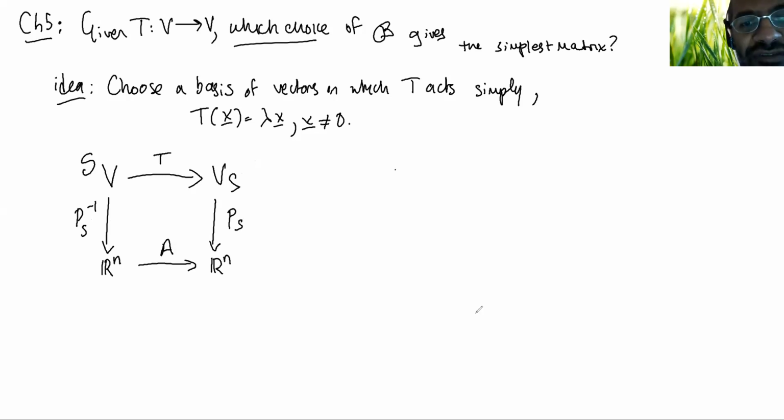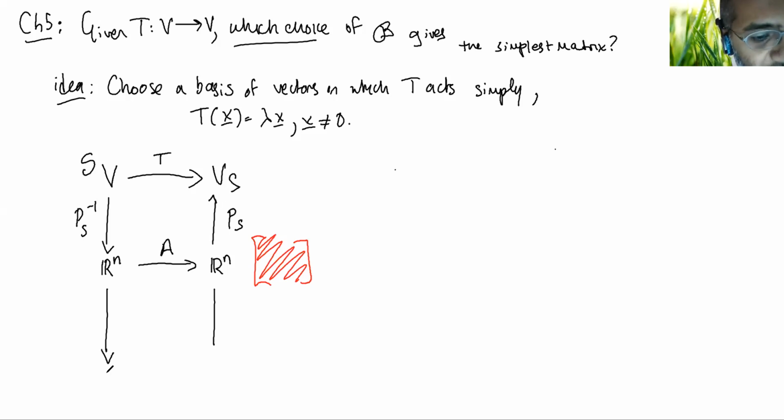But maybe this matrix is not very nice. Maybe this matrix is just some matrix with a lot of entries. Now, the point of chapter 5 was you can further simplify this by switching to, I'm sorry, one of these arrows is going in the wrong direction. By switching to another basis, which is the eigenbasis.